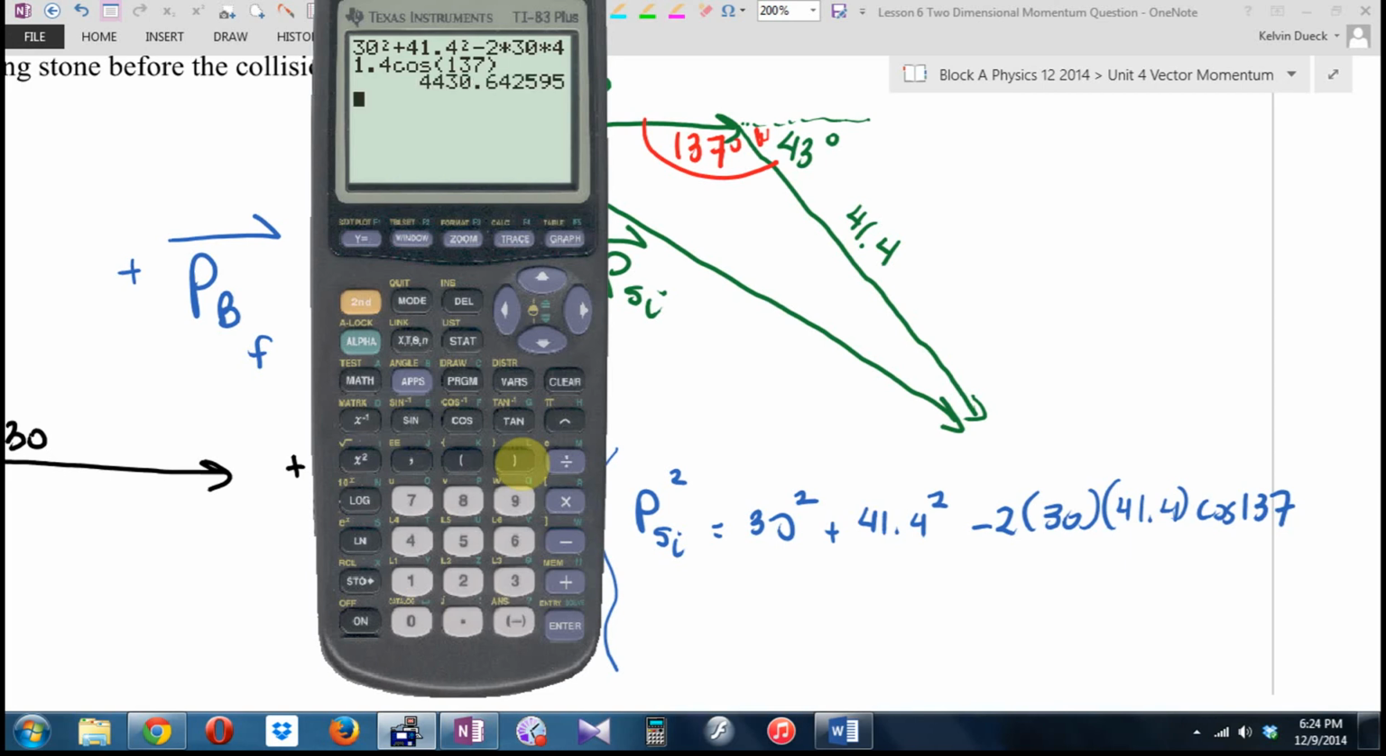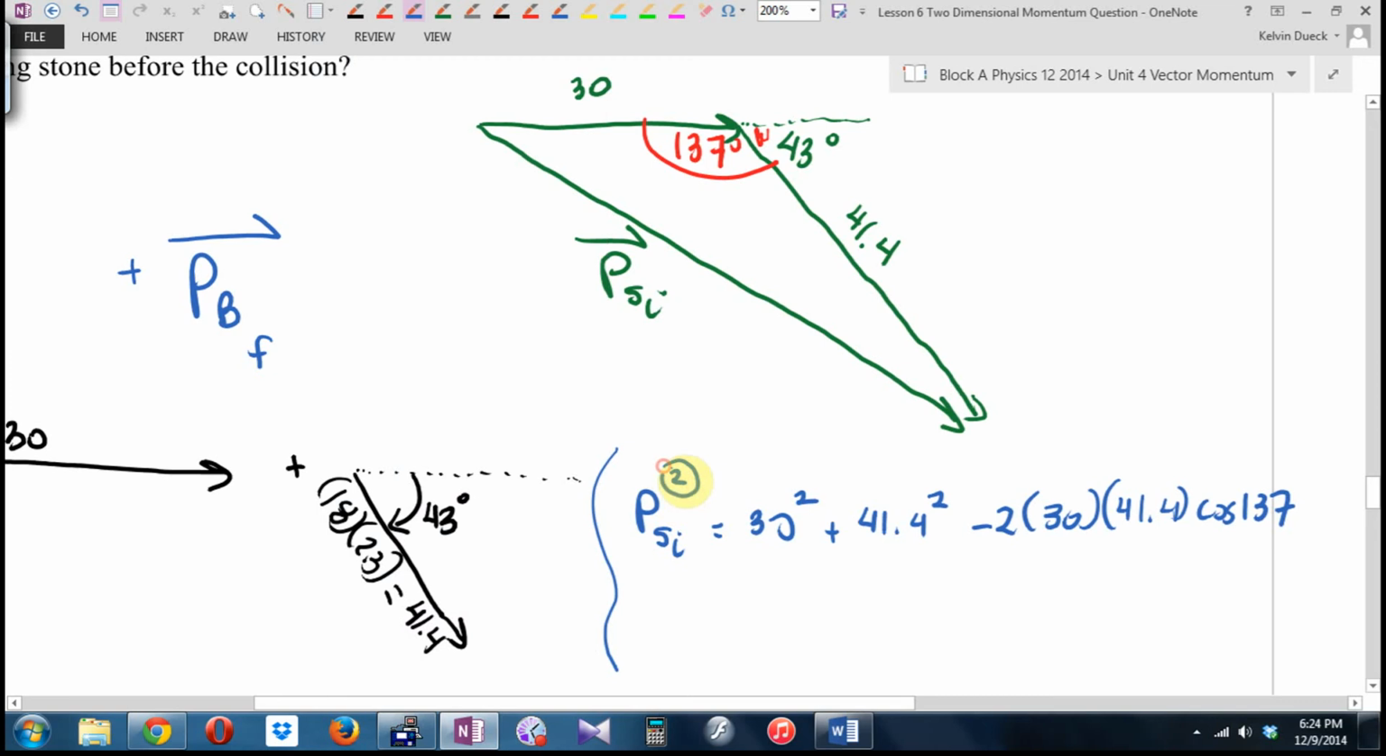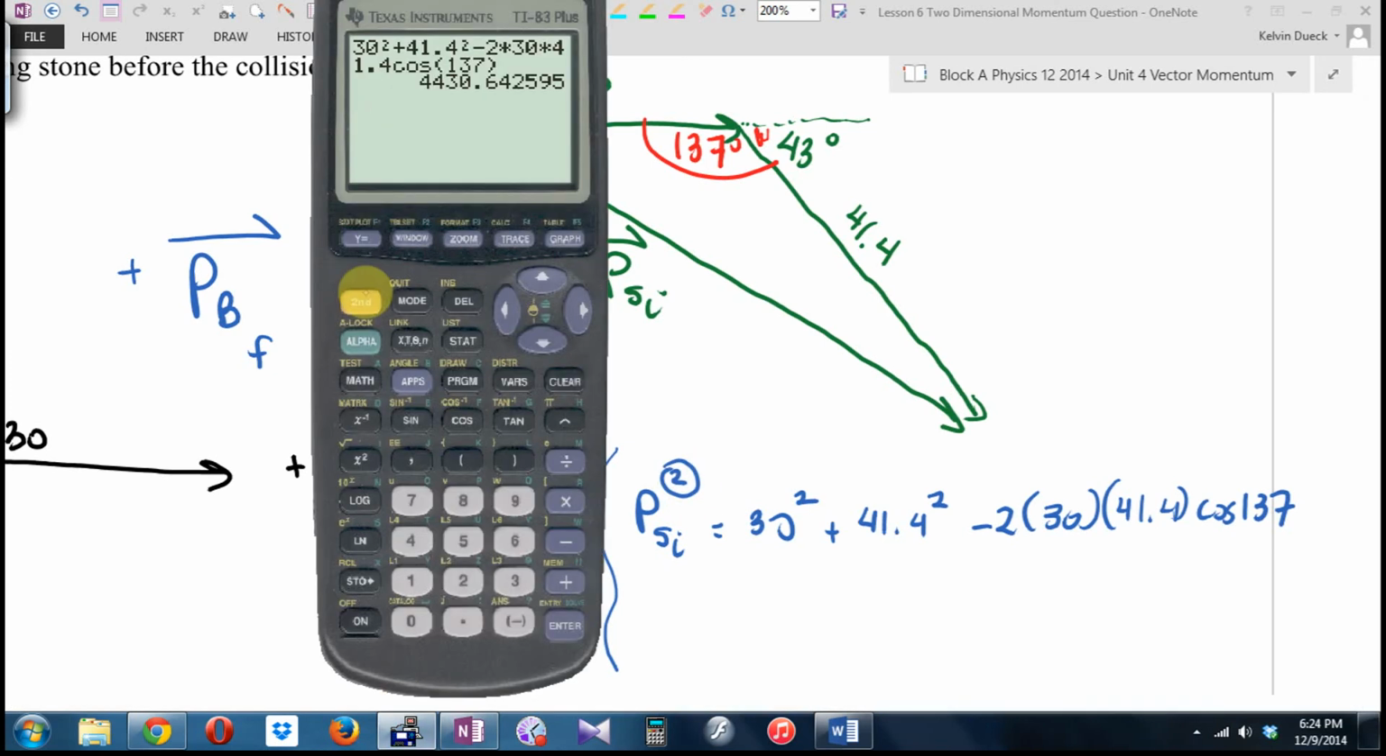What the? Oh, that's momentum squared. How to get rid of a squared? Square root.